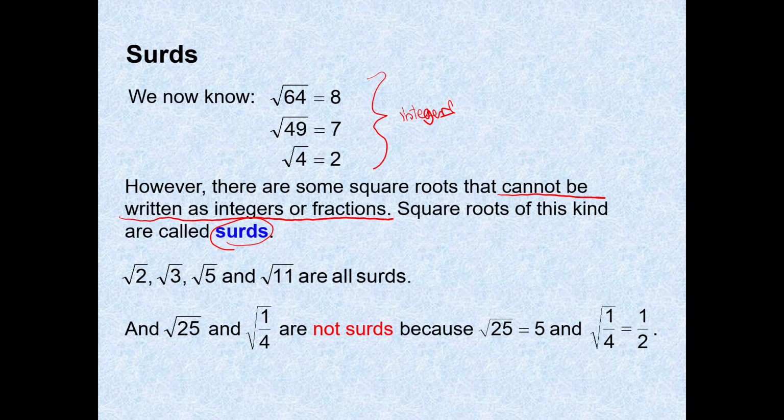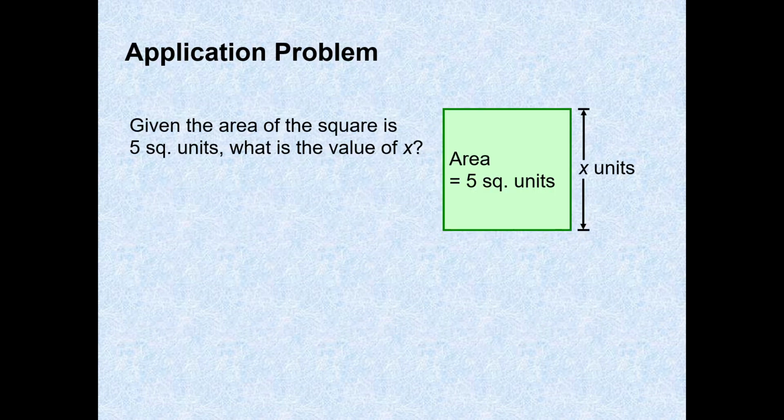And then for the square root of 25, it is equivalent to 5. So this is an integer, so this is not a surd. For the square root of 1/4, it is equivalent to 1/2, which is a fraction. So it is not a surd as well.